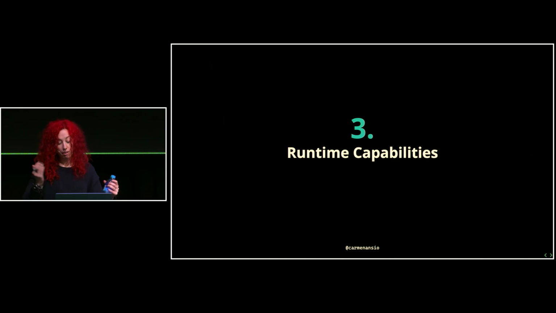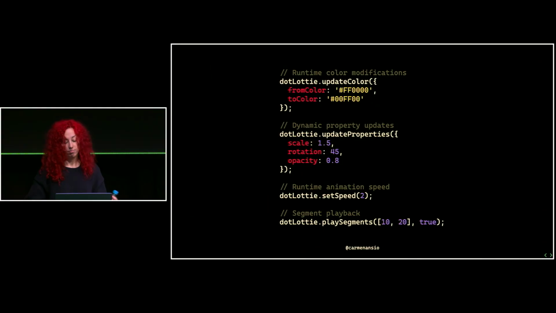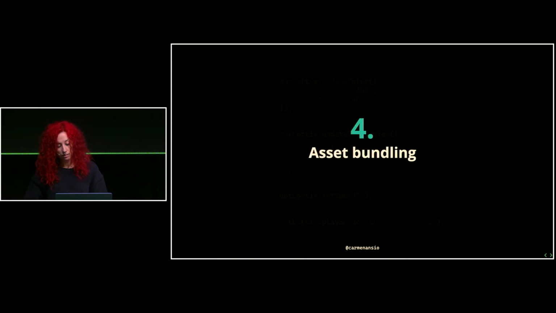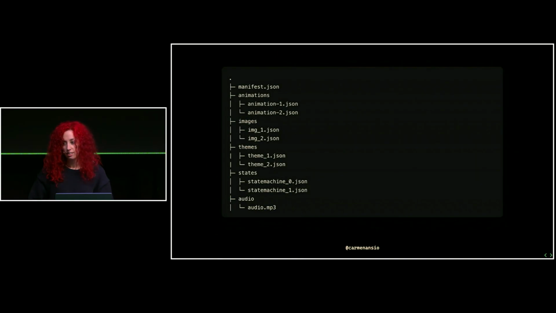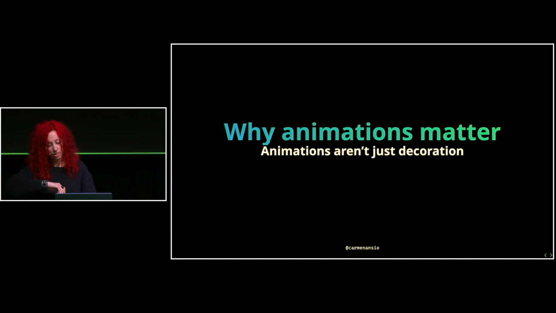And yeah, you can modify animations dynamically at runtime. You can update colors and change dynamic properties, for example, if you want to scale something or change the opacity. And of course, play those segments. And last but not least, this structure. Lottie is also about storing not only animations, you can also store other things like images, even audio. So you can trigger audio when something happens inside the animation. It's pretty cool. Yeah. So I think that animations are just decorative.